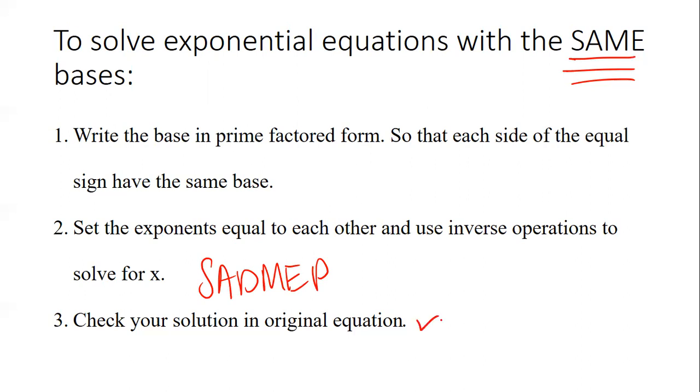Check yourself is, of course, an optional step. But when you ask me if you got something right, I'm going to say, did you check yourself? So just be mindful of that. So these are our 3 simple steps: write in same base form, make the exponents equal to each other, and then check our work.